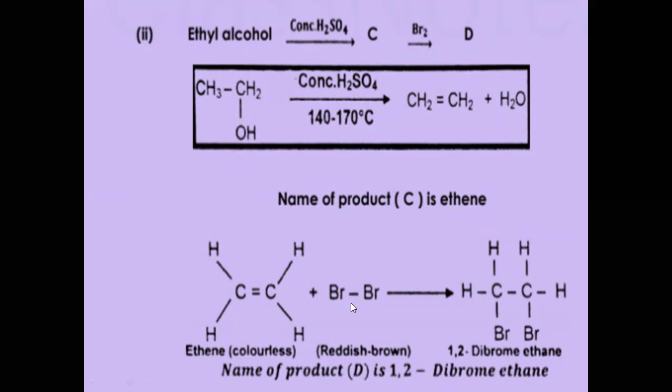This ethene after bromination or addition of halogen, one bromine at one carbon atom and second bromine at the second carbon atom, will give us 1,2-dibromoethane because the bond between carbon is single bond. So it will give us 1,2-dibromoethane.